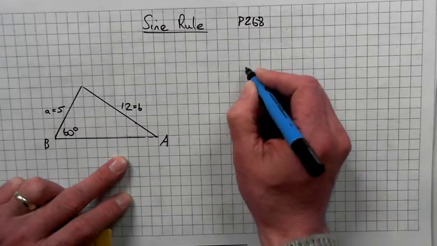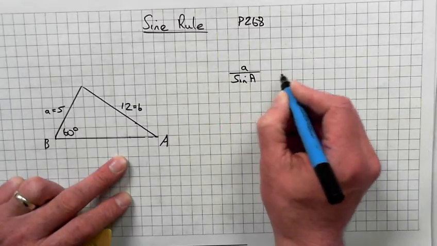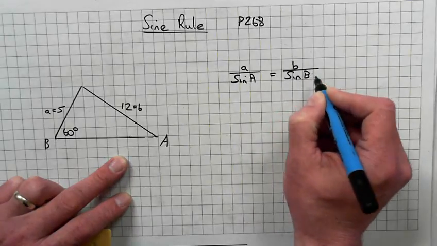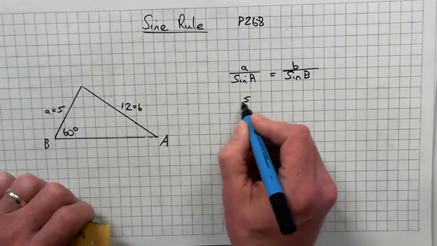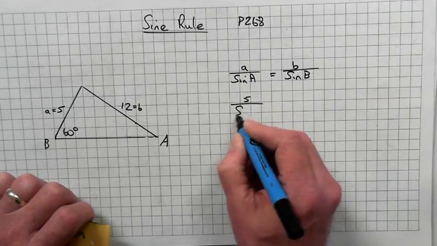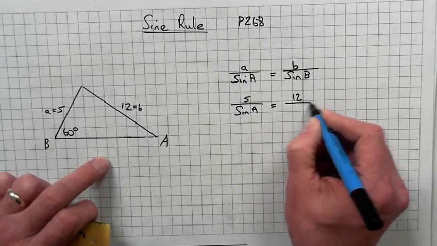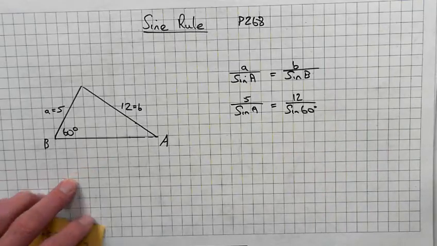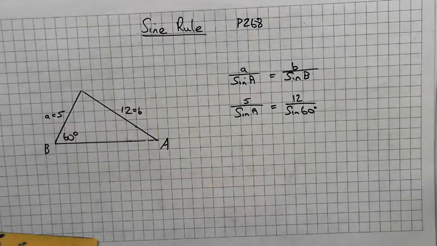Right, so we need the formula. a over sine A is equal to b over sine B. So a is 5, sine A is what we're looking for. b is 12, sine B, sine is 60 degrees. We'll get your calculators out and have them ready.